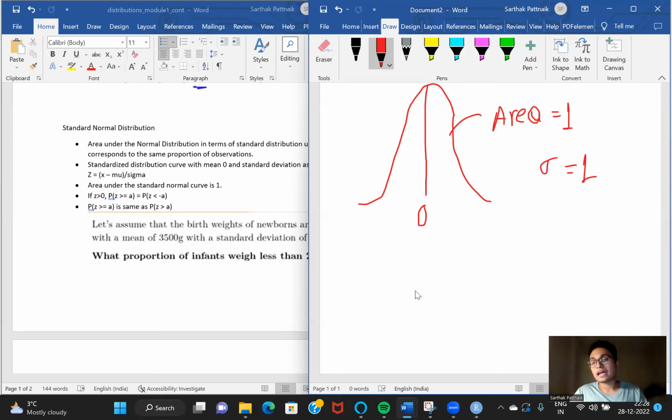So if I have to apply my 68, 95, and 99.7 rule for a standard normal distributed curve, I'll say that 68% of data lies within -1 to 1.